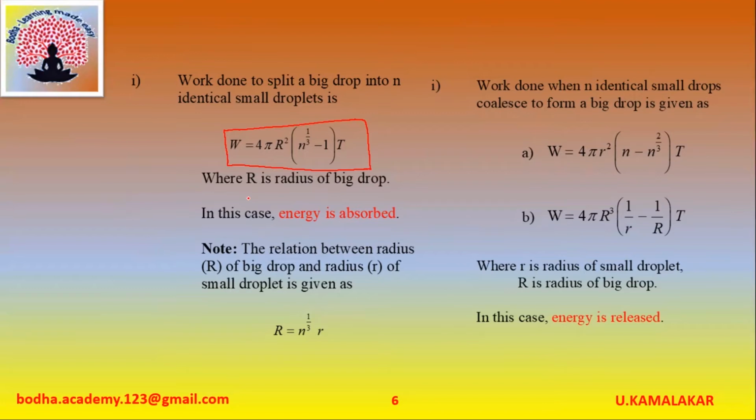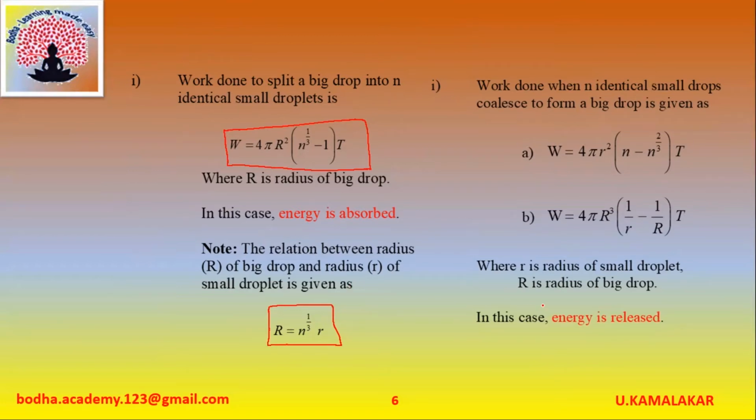The relation between the radius of the big drop and the radius of the small drop is given as capital R equals n to the power of 1 by 3 times small r. Capital R is the radius of the big drop, small r is the radius of the small droplet, and n is the number of small droplets.